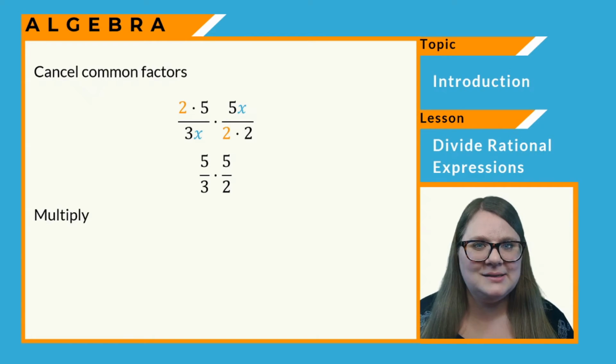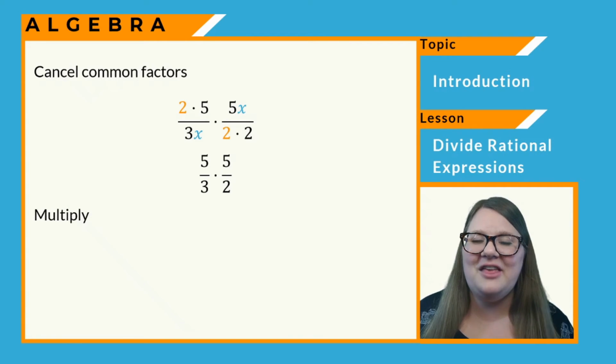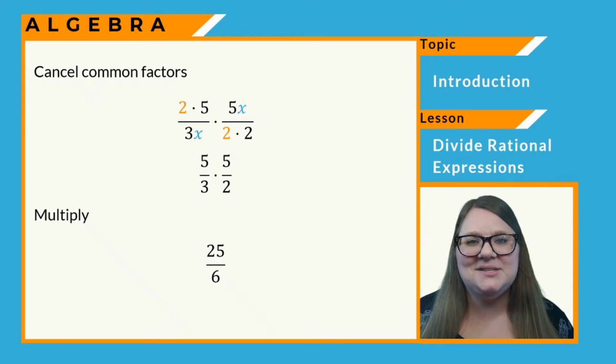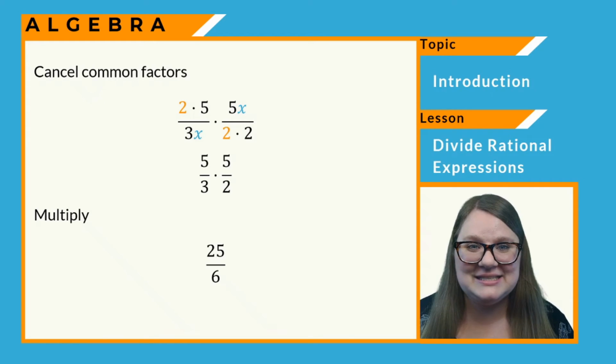I can multiply across now. 5 times 5 is 25, and 3 times 2 is 6. So my answer is 25 over 6.